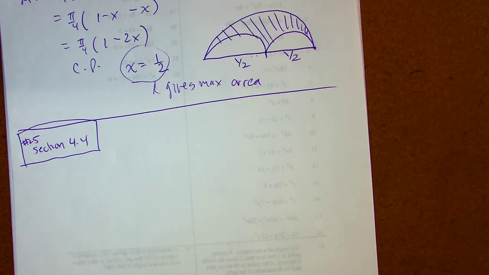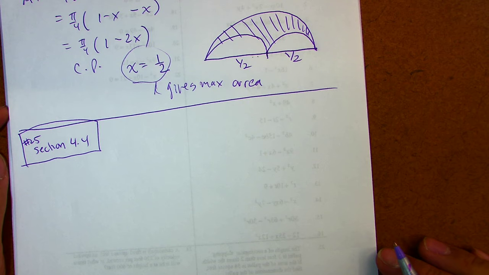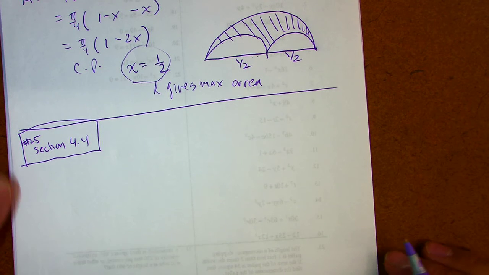Okay, so let's see. A rectangle is constructed with its base on the diameter of a semicircle with radius 5 and with its two other vertices on the semicircle. What are the dimensions of the rectangle with maximum area?